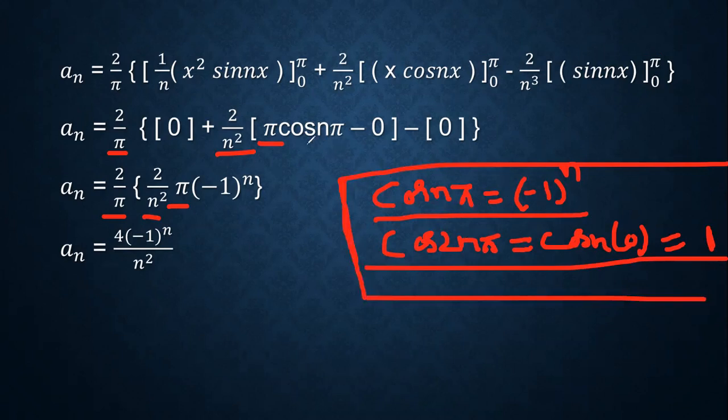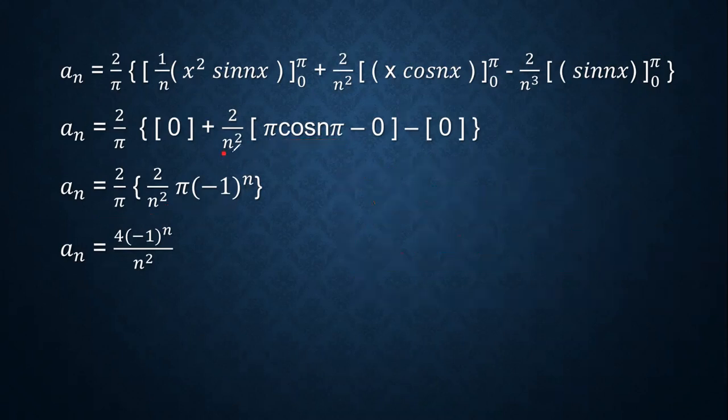So the cos n pi value will be (-1)^n, and this term will be 0 only. So the only leftover term is 2 by n square pi into cos n pi value, (-1)^n. If you simplify this, 2 into 2 is 4, and this pi and this pi get cancelled. Finally, we get 4 into (-1)^n by n square. This is the way you have to simplify the an value.